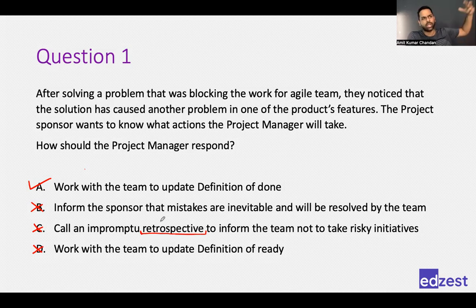Okay, at the end of iteration, we'll have review, and then we will meet on how we can improve in the next iteration. Typically, it is done for that. But you can call an ad hoc retrospective also if the team and the project manager feels the need of it. Okay, I'll tell you an example.